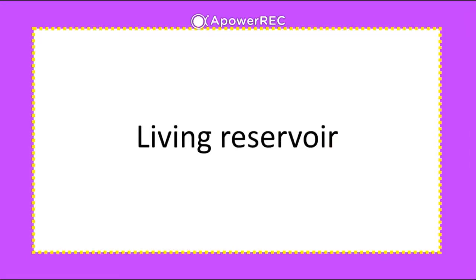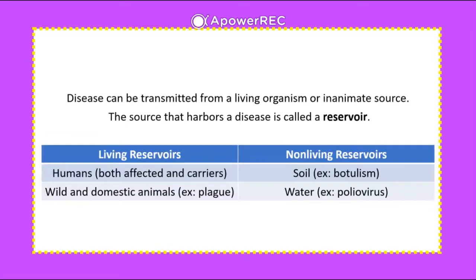Next is living reservoir. So diseases can be transmitted in 2 ways, from a living organism or an inanimate source, and these sources are called the reservoirs. A living reservoir can include humans, which are both affected and carriers, or wild and domestic animals.